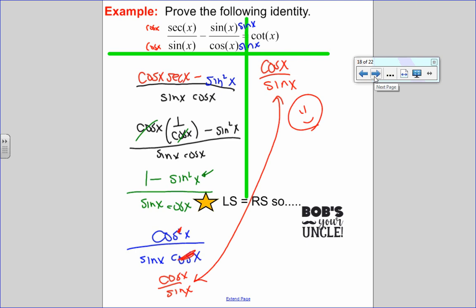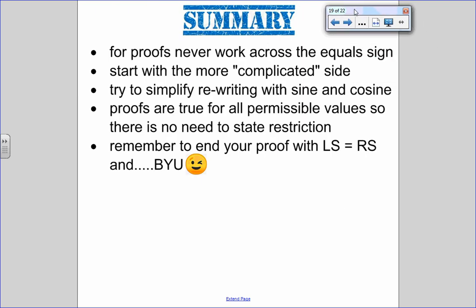So hopefully you guys are getting really comfortable with this idea of proving. Every question is going to be different, but a lot of those strategies that I gave you before are going to help you work. So again, with proofs, never work across the equal sign. Do that big T shape like I do to remind yourself. Start with the more complicated side, and usually writing things in terms of sines and cosines really helps. Don't worry about the permissible, non-permissible values because we're proving true for all permissible values. So end your proof with left side equals right side, and if you want to be super fun, end it with also Bob's your uncle.